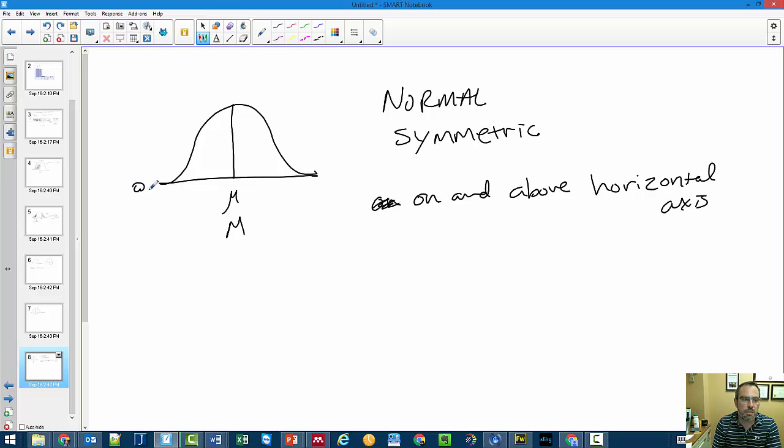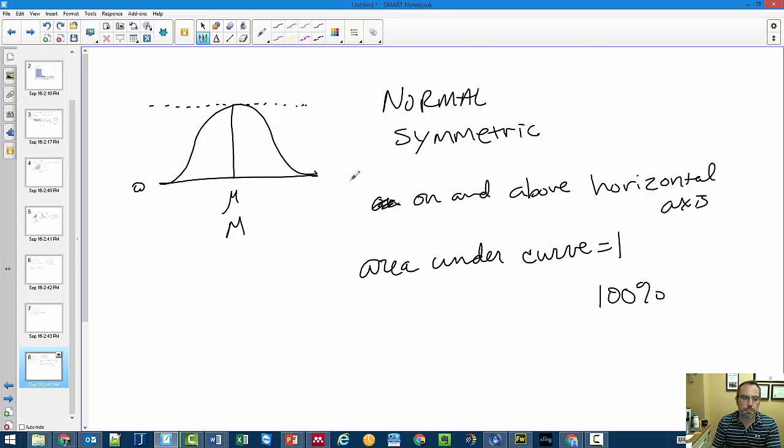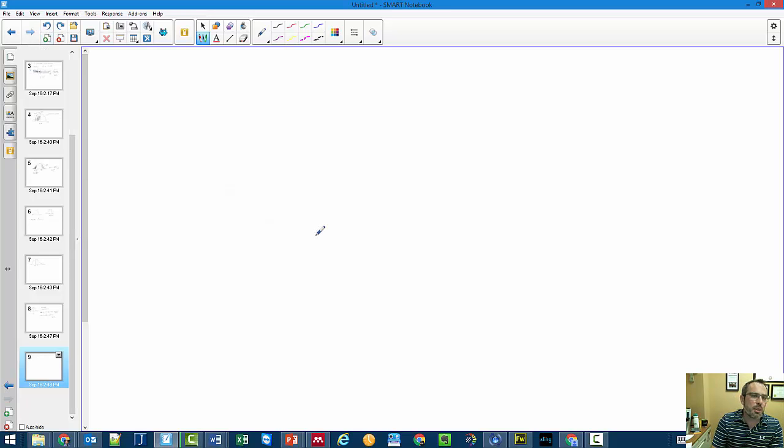So really this is 0, thinking about the height. It should give you some indication about what this height might actually have to be, but it's not perfect. We say that the area under the curve is equal to 1. All right, so 100%. We talked about it last week when we were looking at these normal distributions.